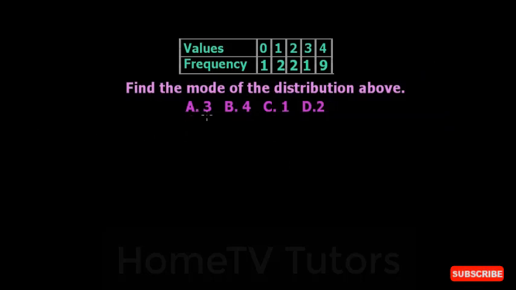Find the mode of the distribution above. The number that has the greatest frequency is 4. So B is the right answer option.